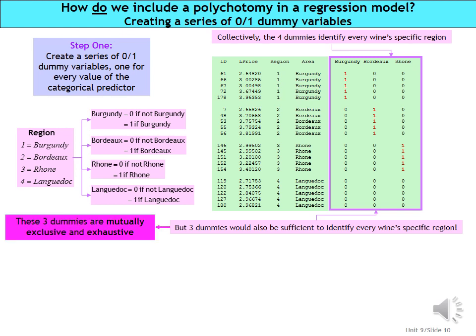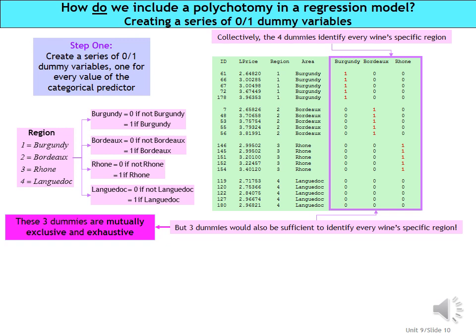These 3 dummy variables are mutually exclusive and exhaustive. Mutually exclusive means they don't include each other. So if the wine is from Burgundy, it can't be from Bordeaux, it can't be from Rhone, it can't be from Languedoc. Exhaustive means these three dummy variables cover every data point in this one. So it just covers all of them.